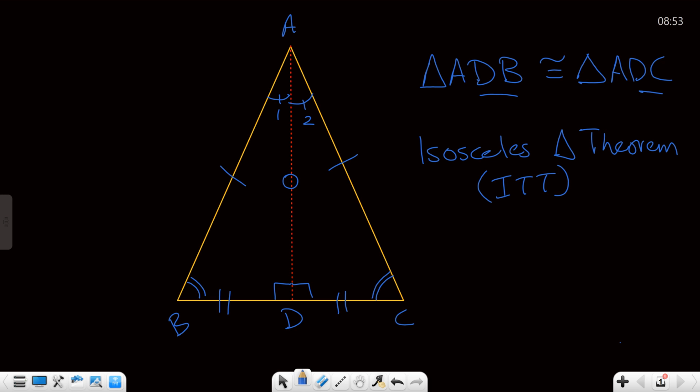Instead of writing out the isosceles triangle theorem, I have a nice little abbreviation, which I think makes a lot more sense, and it says the following. If this is true, then that's true. Does that make sense? We started with an isosceles triangle that has two sides equal because it's isosceles, and if the two sides are equal, then the two base angles are also equal.